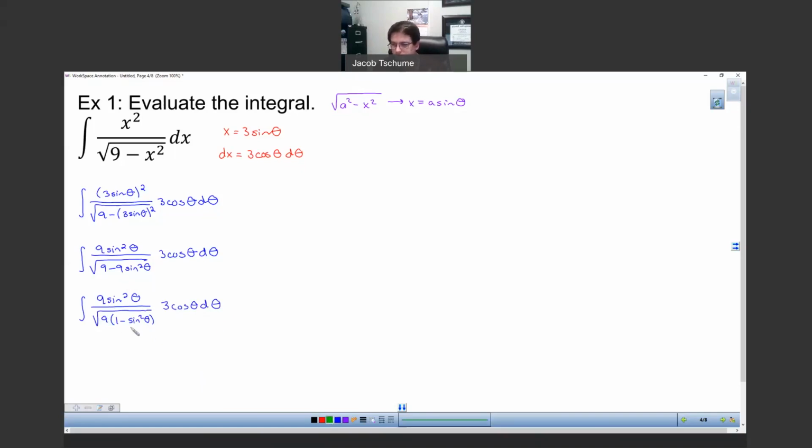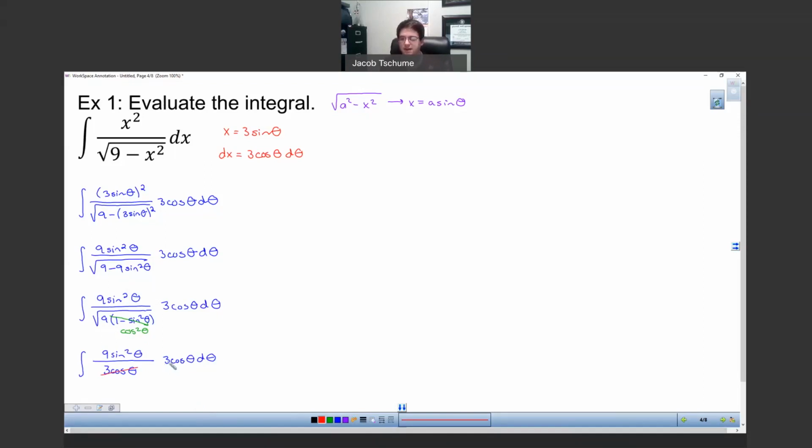Now, inside the square root, this 1 minus sine squared is the identity that I told y'all earlier should show up. And we can replace that with cosine squared of theta. And now you're able to simplify and get rid of your square root. Because on the top of the fraction, you're going to have 9 sine squared theta. The square root of 9 times cosine squared would be 3 cosine theta, and then you have a 3 cosine theta d theta.